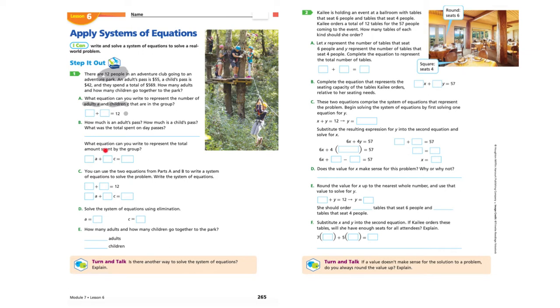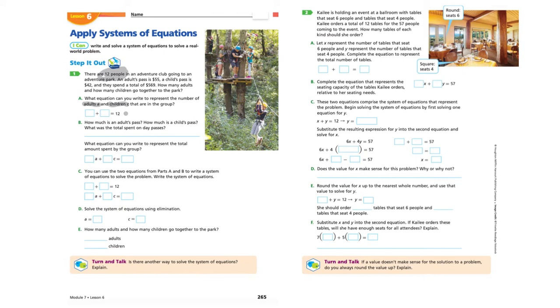Then you can write an equation here. What equation can you write to represent the total amount spent by the group? So you'll use what you know from here that you got from up here to help you write this equation. And then C, you can use the two equations that you have, this one here from A, and then the one that you write here in B, to create this system of equations.